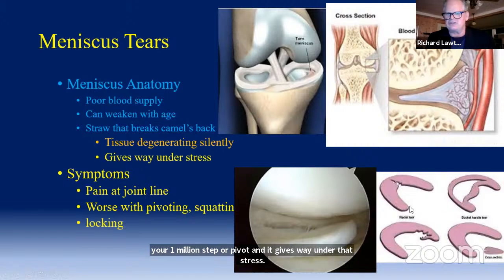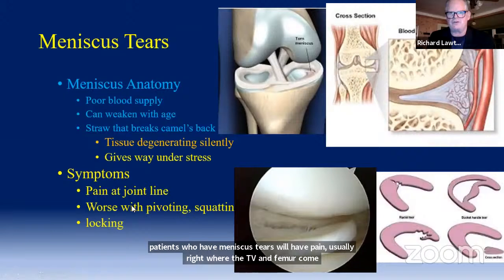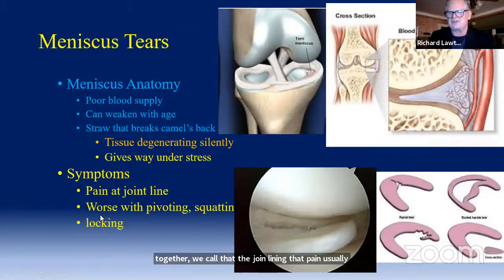This is an illustration of different types of meniscus tear. You can develop one of these radial tears, or a tear that extends along circumferentially like this, or a parrot beak tear. Here's a picture of an arthroscopic surgery in which you see this flap of torn meniscus tissue pulled away from where it used to be before it tore. Patients who have meniscus tears will have pain, usually right where the tibia and femur come together. We call that the joint line. That pain usually is worse with pivoting or squatting. Sometimes patients will report catching or locking. Their knee locks in place or snaps. Those can all be signs or symptoms of a torn meniscus.